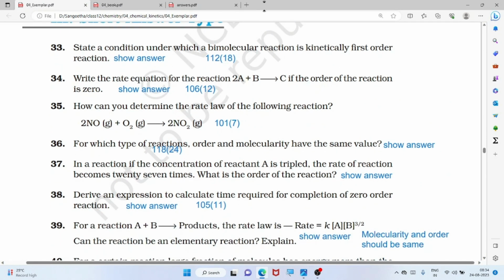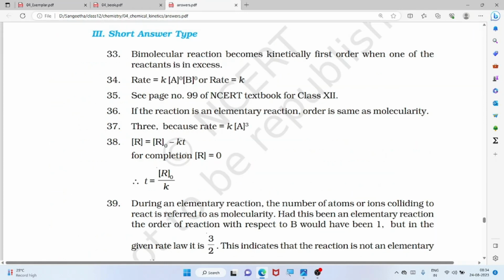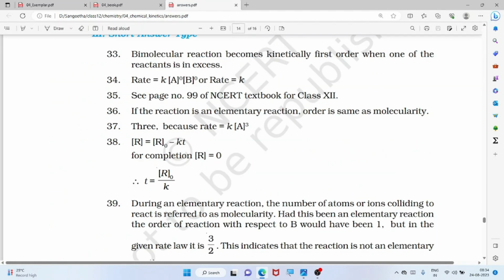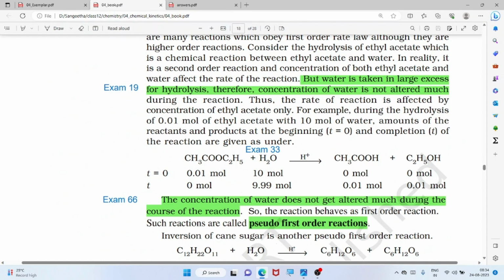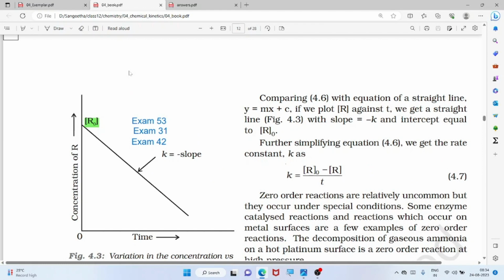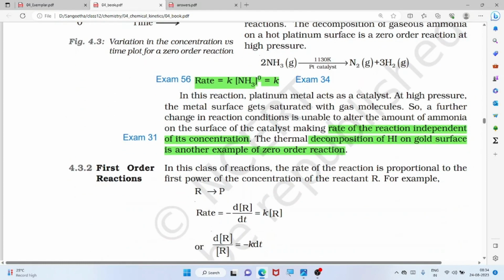Write the rate of the reaction for this if the order of the reaction is 0. Order of the reaction is 0 means A power 0, B power 0 only. Power will be 0. Anything power 0 is 1, so that is rate equal to K only. This will become 1, this will also become 1. See here, when anything is power 0 then it is 1, so the rate will become K.